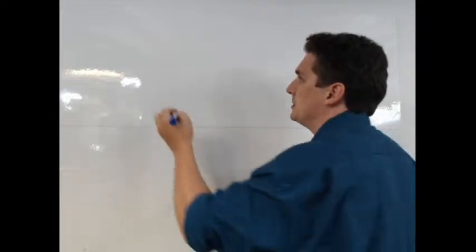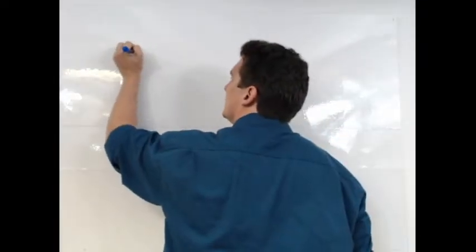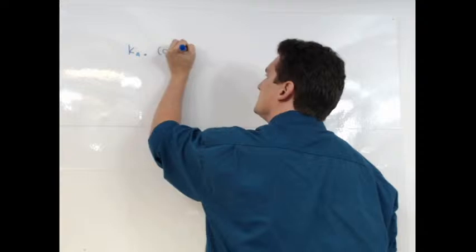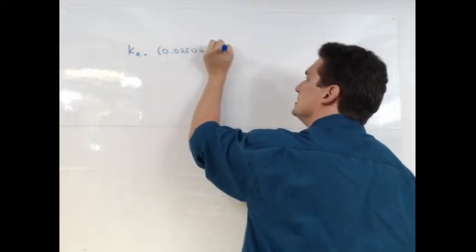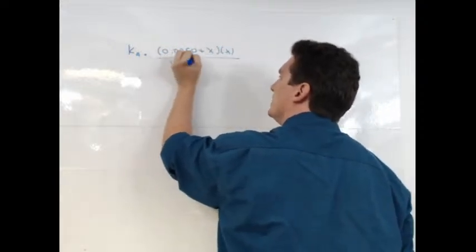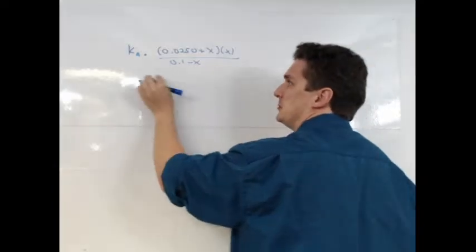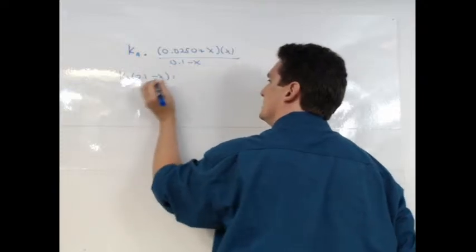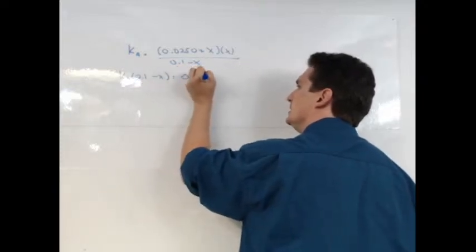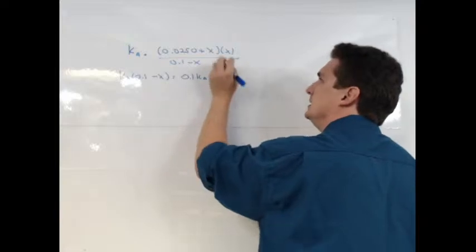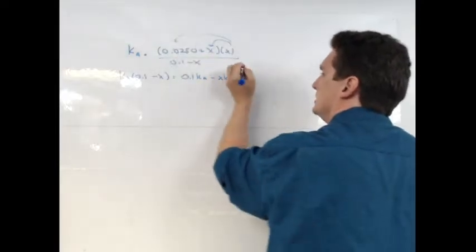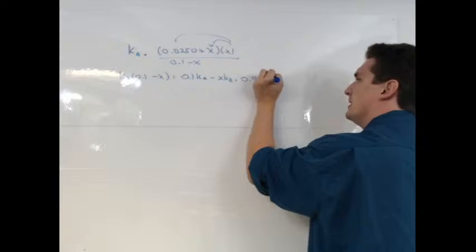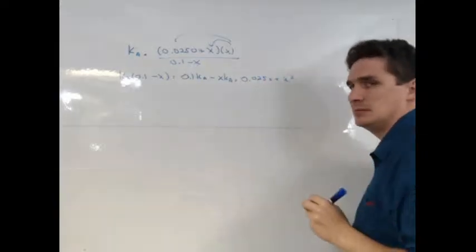There's an X on top. So let's do this somewhat algebraically. You get Ka equals (0.0250 plus X) times X, all over (0.1 minus X). So if I bring this over, I get Ka times (0.1 minus X). And if I factor out, I get 0.1 Ka minus X times Ka equals 0.025X plus X squared.